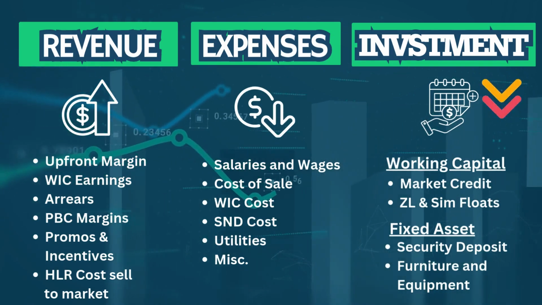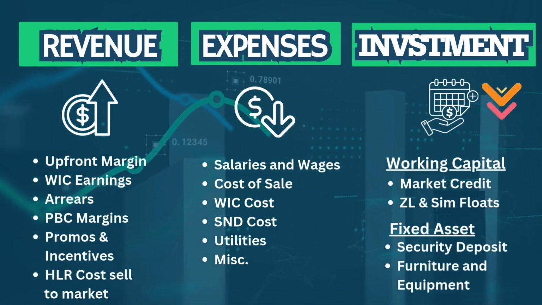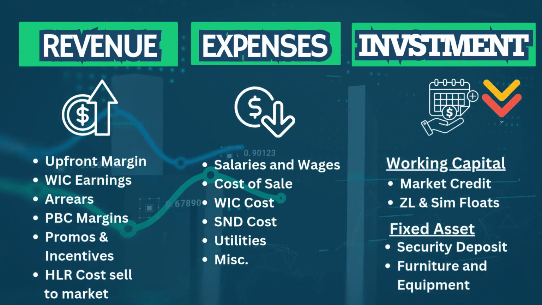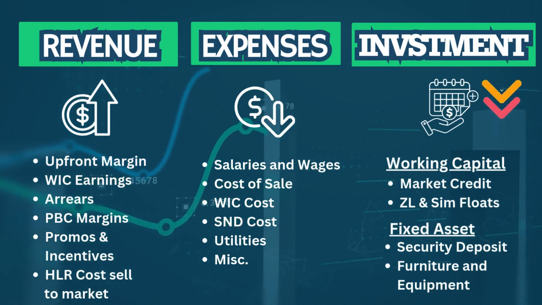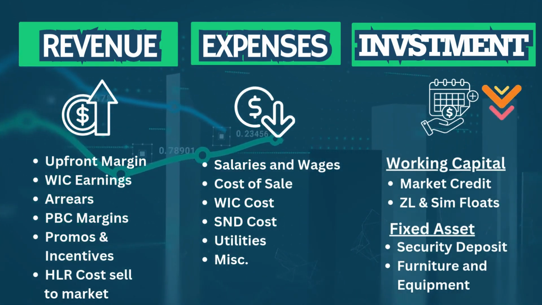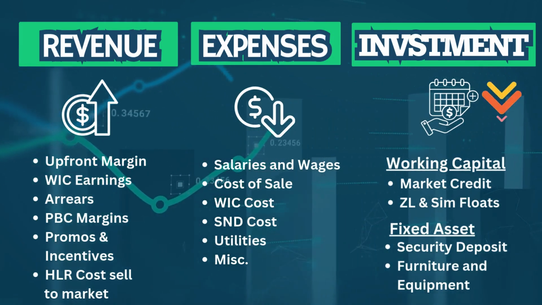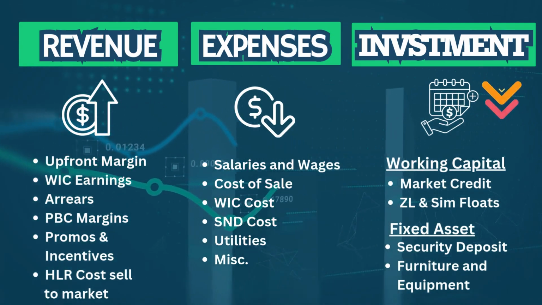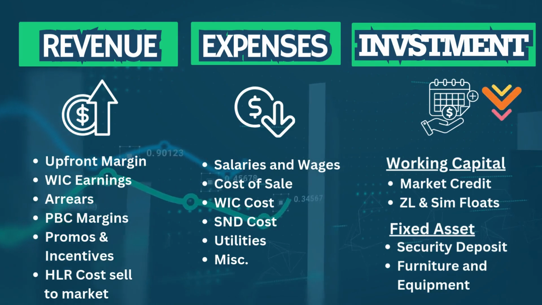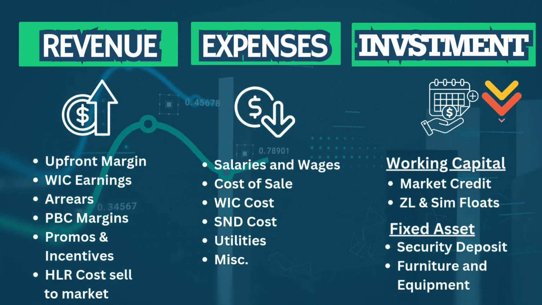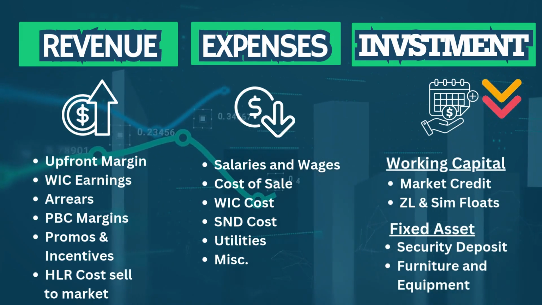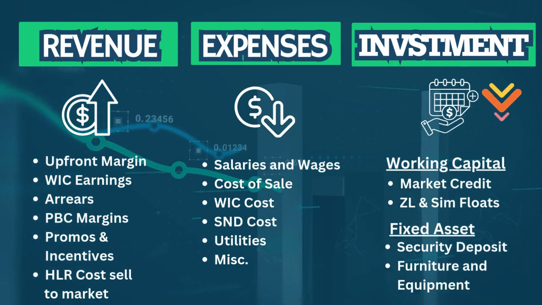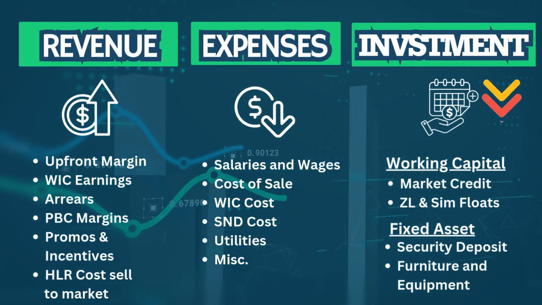Then fixed assets. In fixed assets, we have security deposit. Security deposit is just a one-time investment, maybe 5 lakhs or 10 lakhs, based on the loading. And then we have furniture and equipment cost, the cost which the franchisee bears once he's setting up the office with furniture or systems. So we have to divide the net profit by this investment to get the ROI.